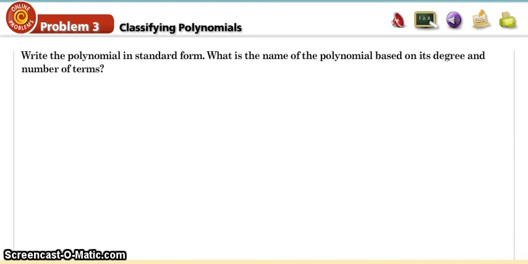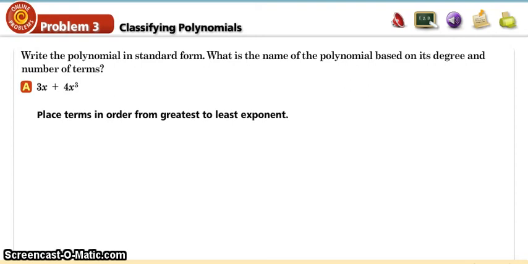In this problem, you will classify polynomials. Write the polynomial in standard form. What is the name of the polynomial based on its degree and number of terms? Part A, 3 times x plus 4 times x cubed. To write the polynomial in standard form, place the terms in order from greatest to least exponent. Standard form is just simply rewriting the polynomial, and be careful of the signs, addition or subtraction, in front of your coefficients.